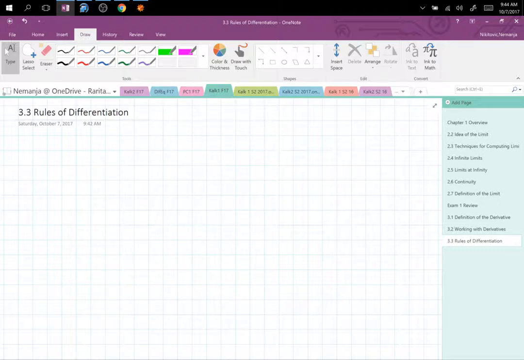Remember how you had to go through the limit procedure to find the limit, to find the derivative? No? Like we just did? Yeah, like we just did, exactly. So we're going to go away from that. What we are going to do is come up with shortcuts and memorize them because it's easier.